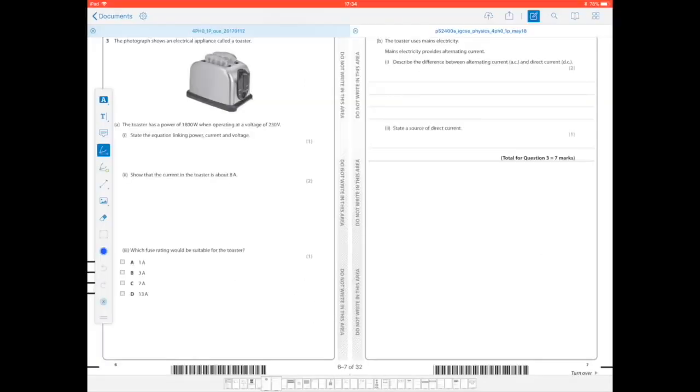3. The photograph shows an electrical appliance called a toaster. The toaster has a power of 1800 watts when operating at a voltage of 230 volts.